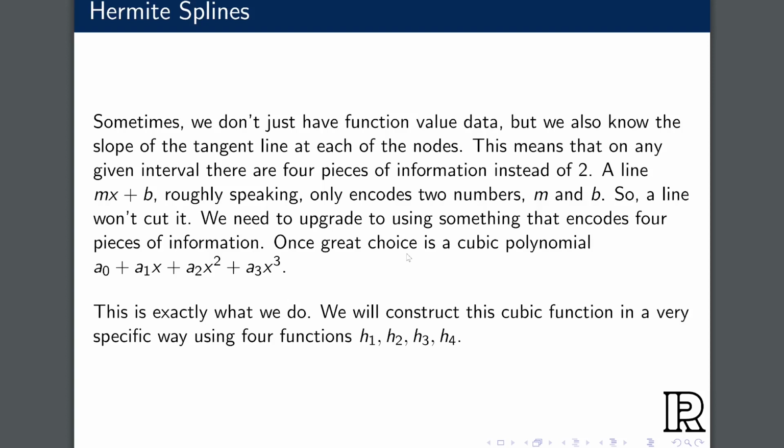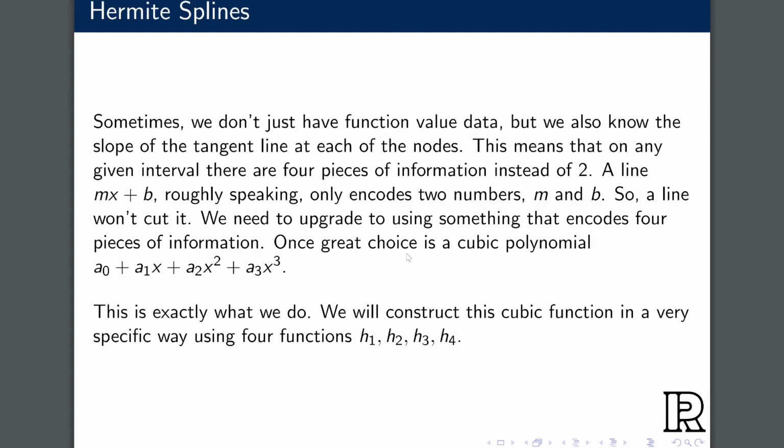Now, we've been using lines, and lines encode two pieces of information. If you write a line mx plus b, it's only got two numbers, m and b. But now I'm giving you four pieces of information. I'm giving you where the function is on the left, where the function is on the right, the slope of the tangent line on the left, and the slope of the tangent line on the right. And that's four pieces of information. A line only can encode two pieces of information, so a line won't cut it.